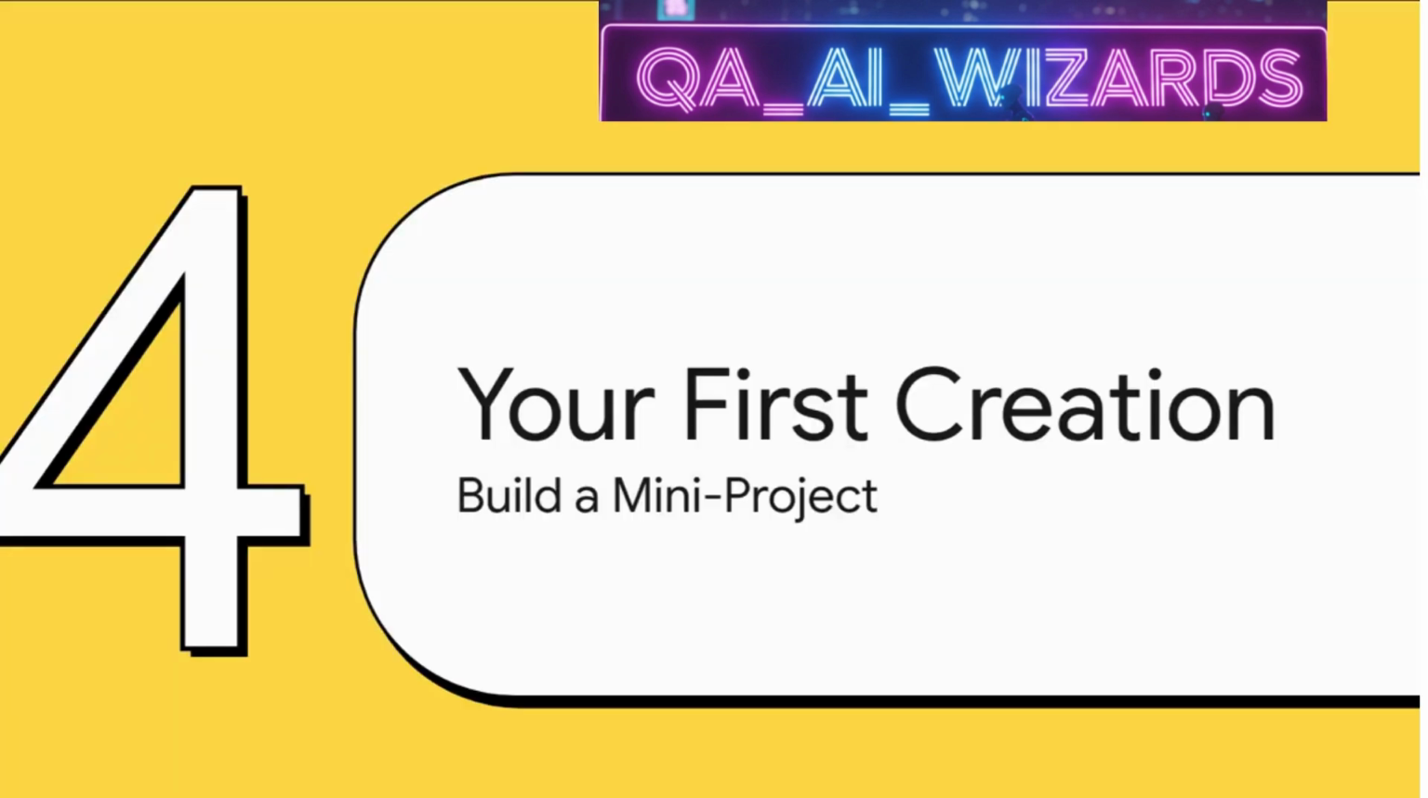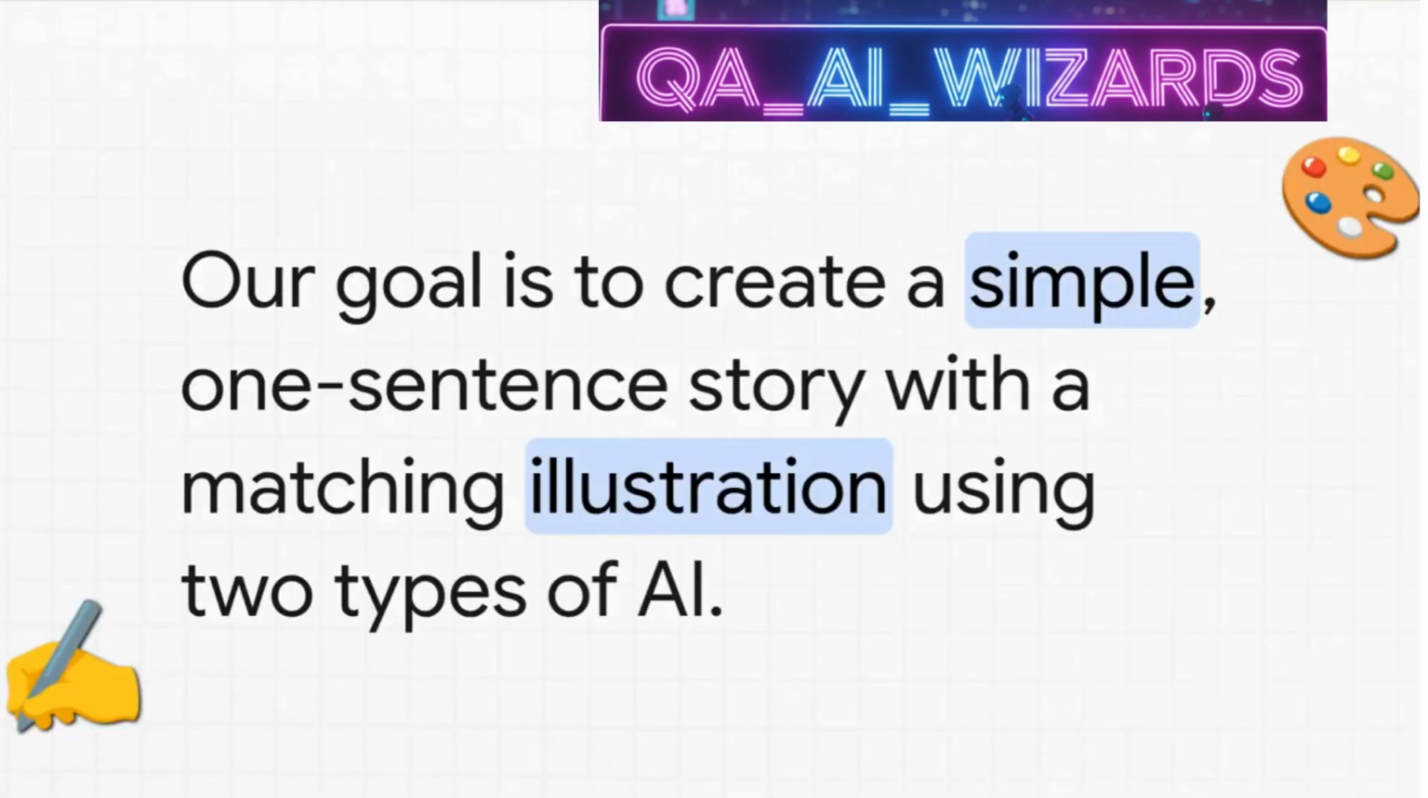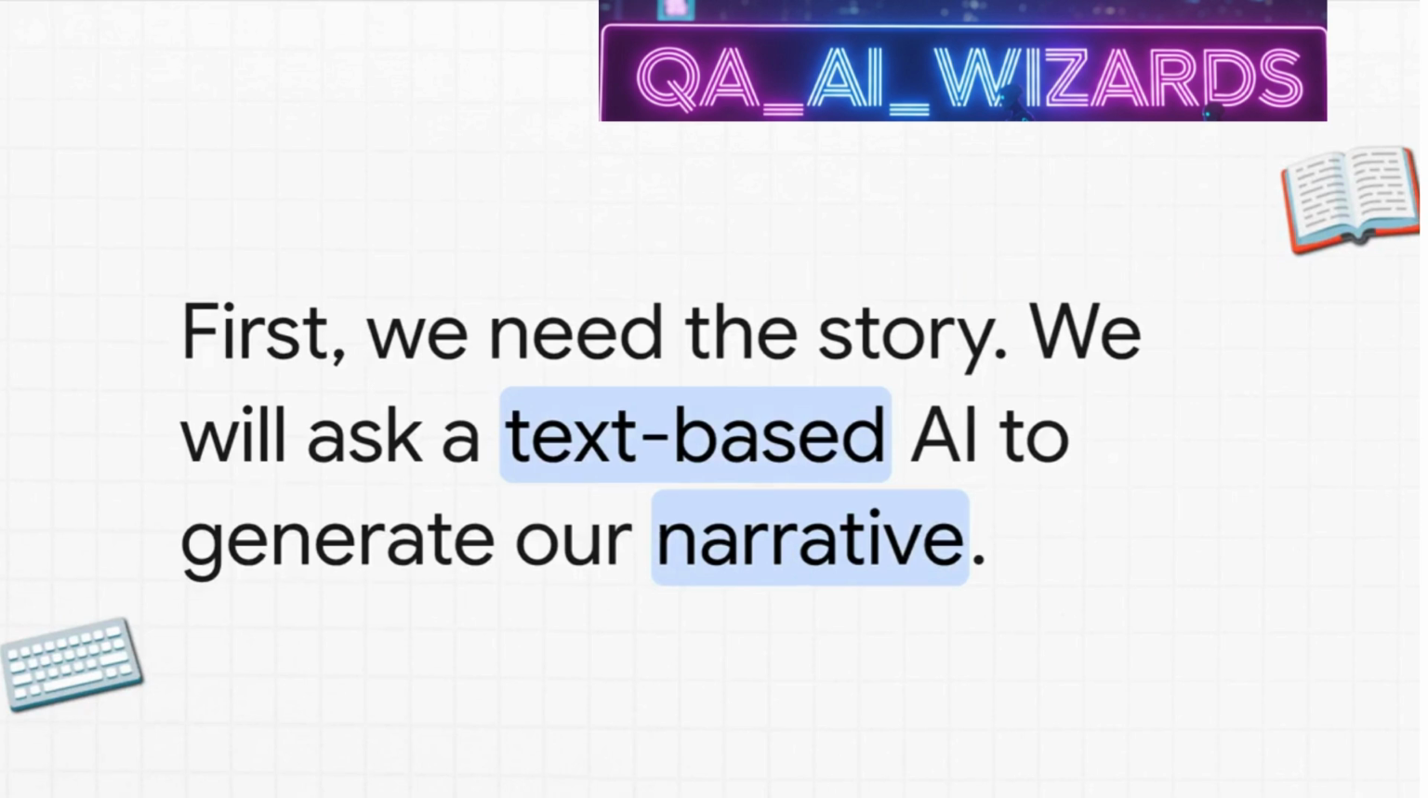Okay, enough theory. Let's get our hands dirty and actually put this into practice. We're going to see how you can combine these tools to make something cool. Let's walk through a little mini project right now. So our goal is to create a simple one-sentence story that has a matching illustration. To pull this off, we're going to need two different types of AI, one for the text and another one for the image. First things first, we need our story.